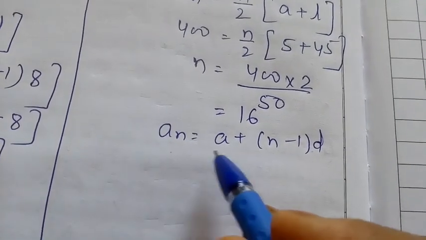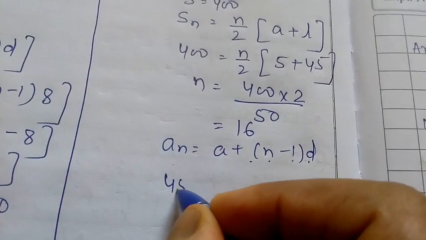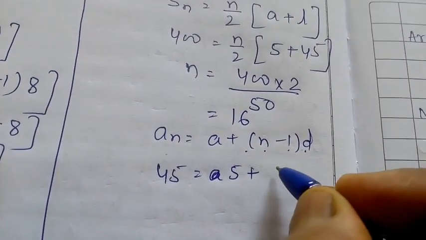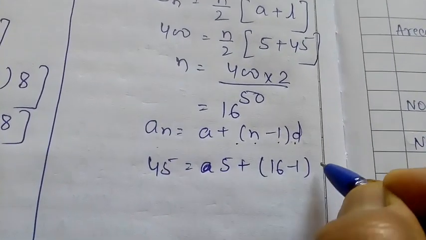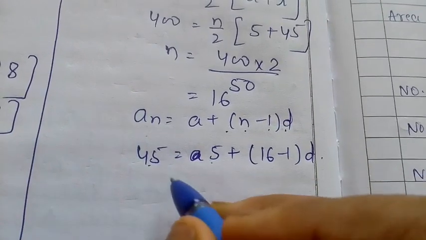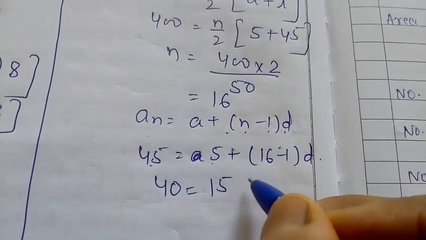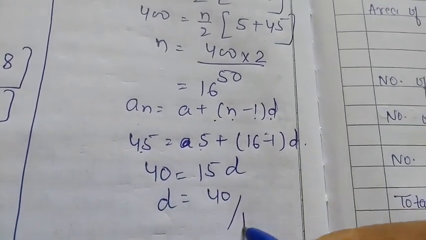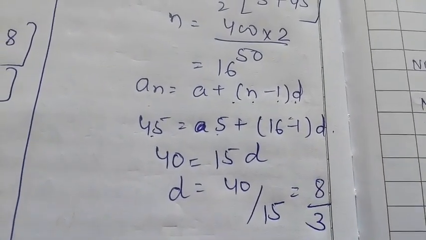Now using formula an equal to a plus (n minus 1) into d. an is 45, a equal to 5 plus (16 minus 1) into d. 45 minus 5, 40 is equal to 15d. d equal to 40 by 15, it means 8 by 3. This is the common difference.